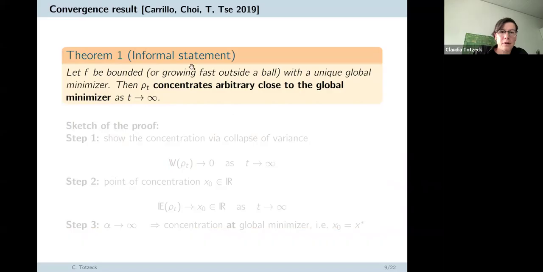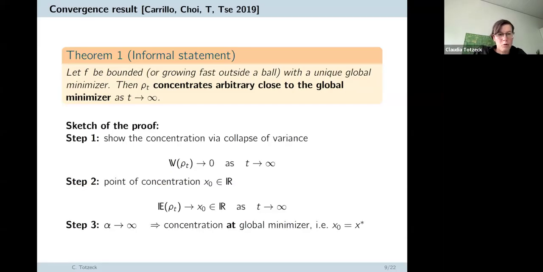I put it here just very informally. If f is bounded or growing fast outside of a ball, and has a unique minimizer, then this distribution really concentrates arbitrarily close to the global minimizer as time goes to infinity. So this is basically what we aim at. We have our distribution, we are allowed to explore the space, but when time goes on and on, we want to have a collapse and then at the right spot.